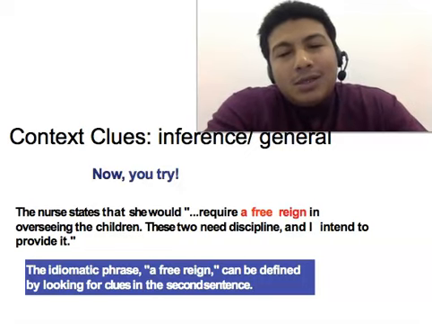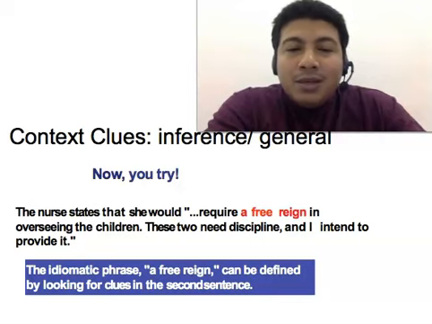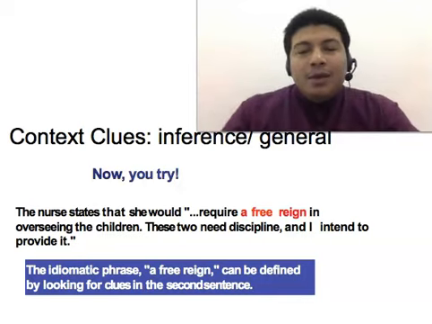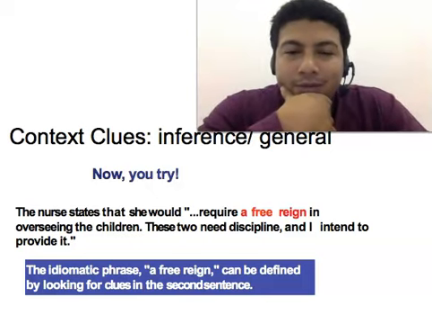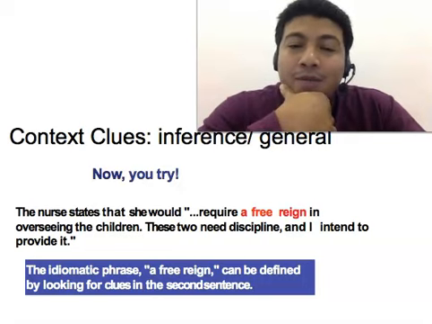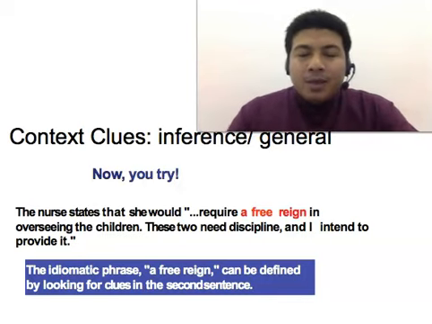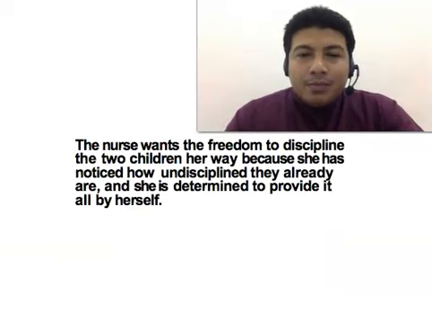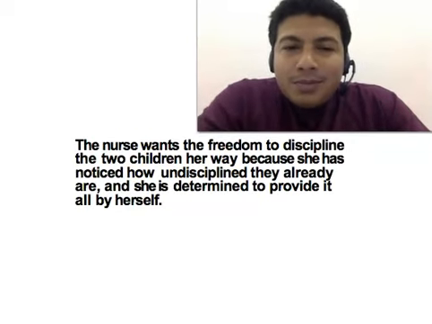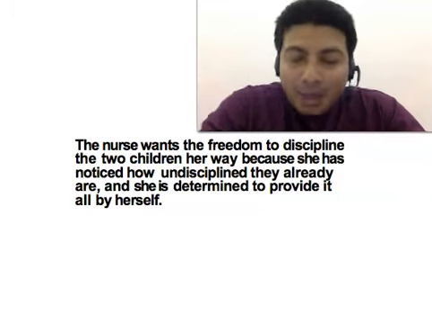So the nurse states that she would require a free rein in overseeing the children. So what could be the meaning of free rein? So can you try to digest the situation and guess the meaning of the word free rein? So you can pause the video and think about it without going to the dictionary. So the nurse wants the freedom to discipline the two children her way because she has noticed how undisciplined they already are, and she is determined to provide it all by herself.